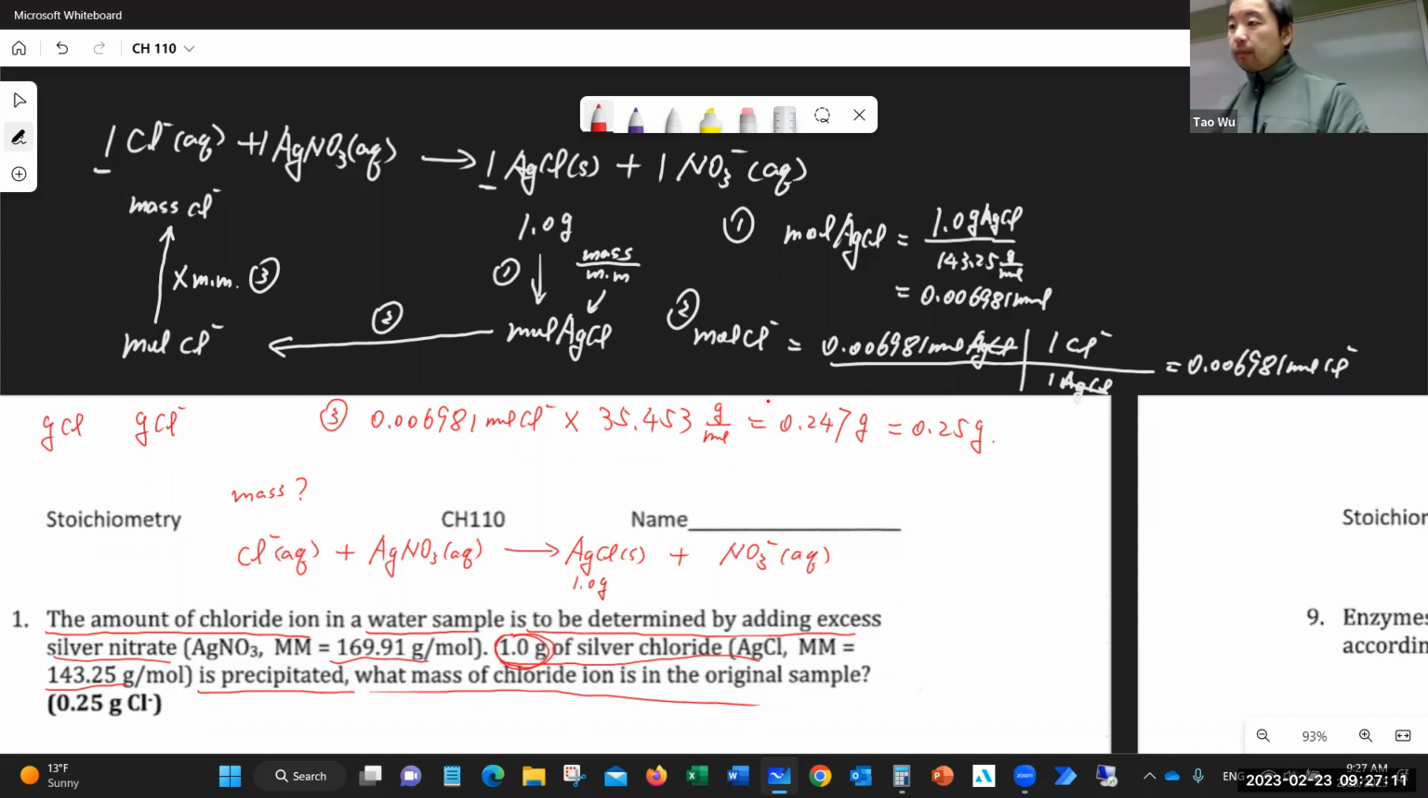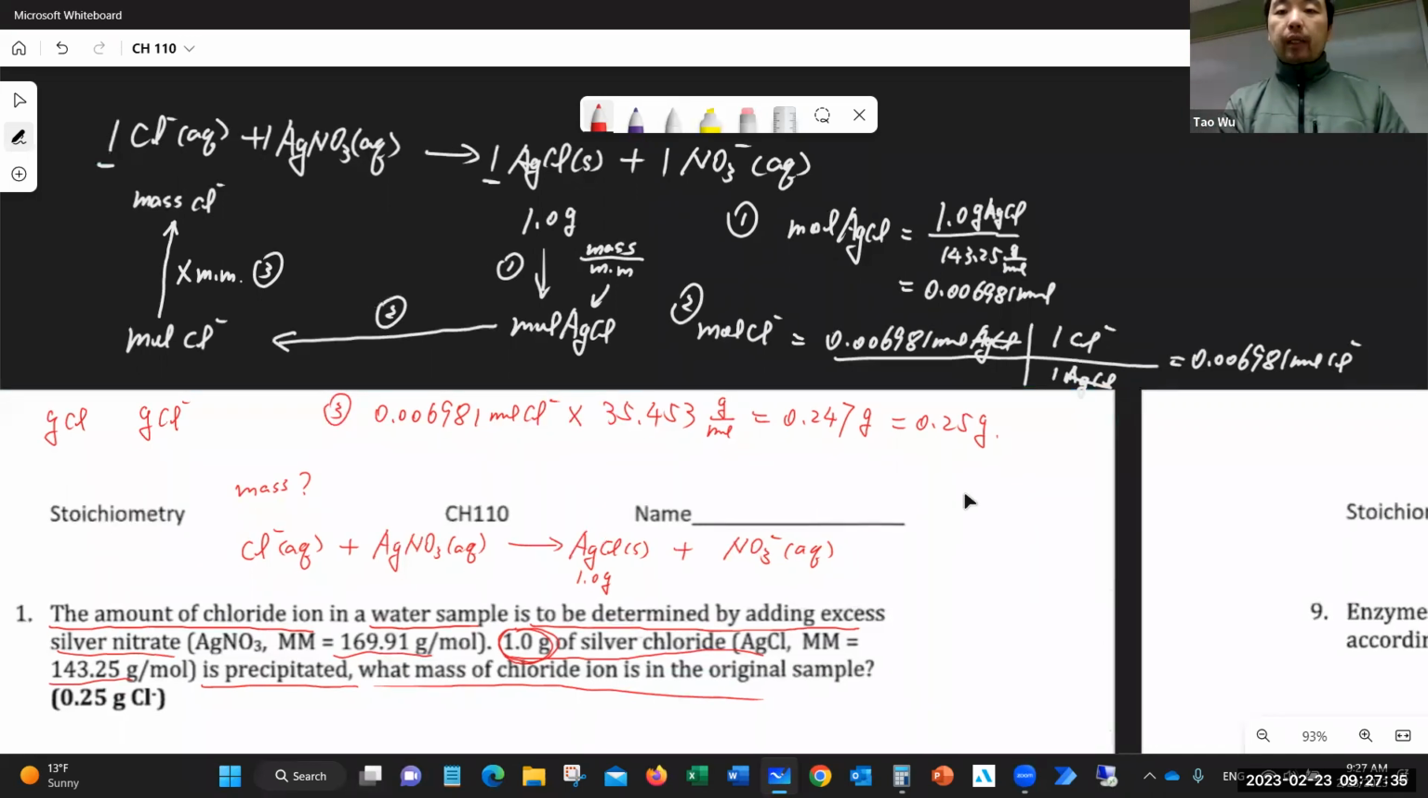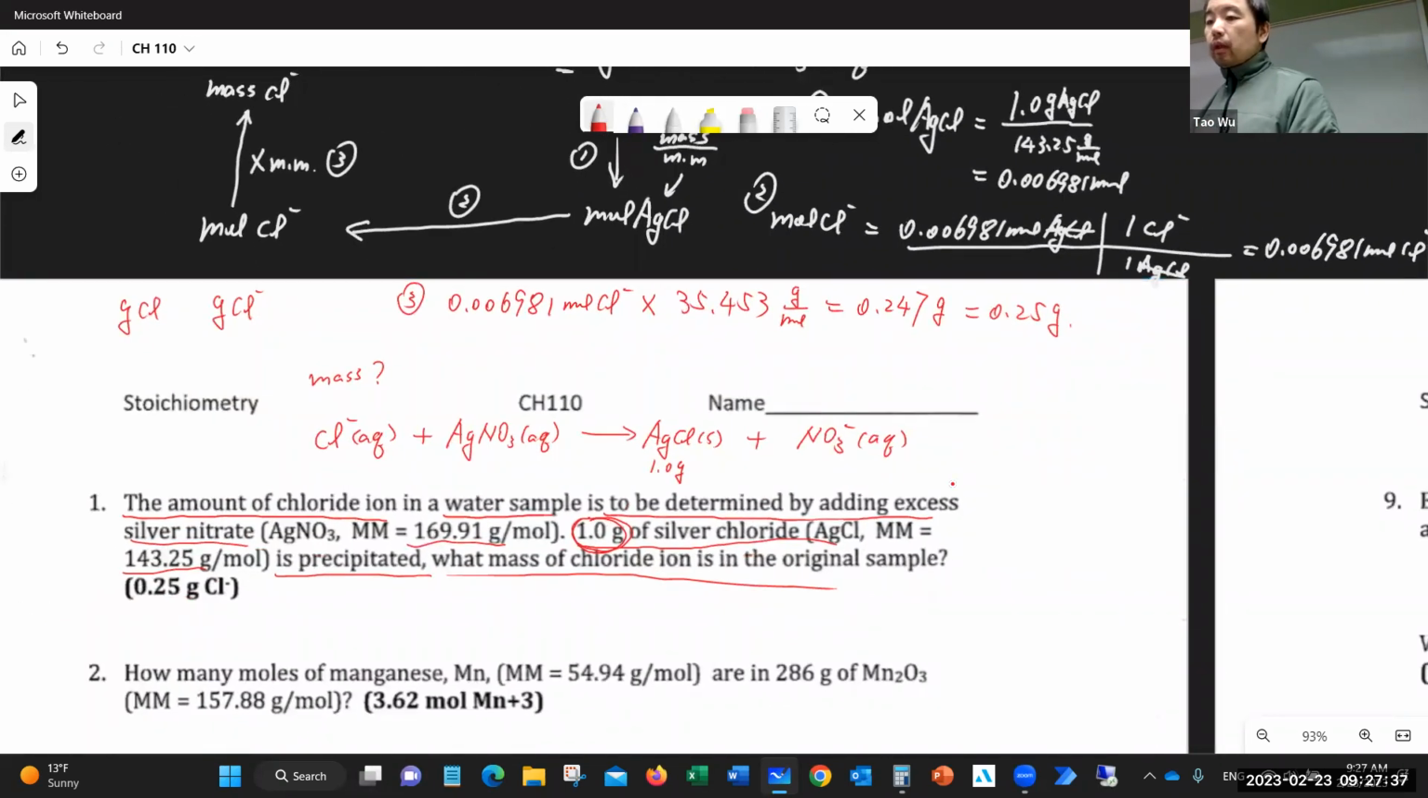And to be honest, if you go faster, after some practice, if you're familiar with these steps, you can combine the 1, 2, 3 steps in one equation. Just combine everything together. So I'm going to write down the combined equation. You can set up a long equation over here. What we have in the beginning is 1.0 gram of the silver chloride. This is what we have.